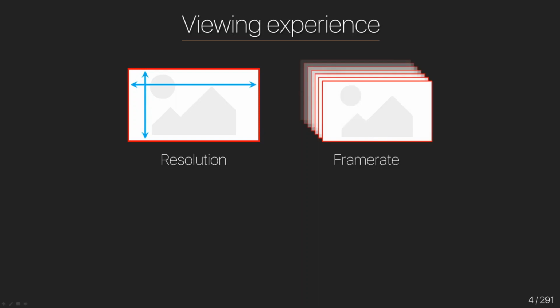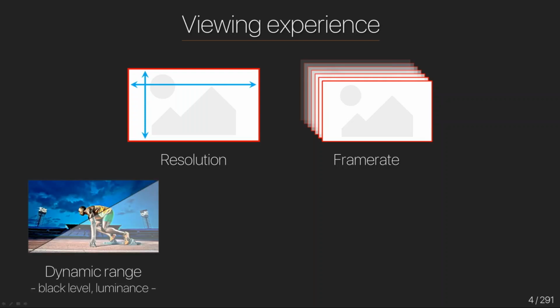The second is the frame rate. This is how many frames we are displaying in a given period, normally per second. And in order to create this illusion of video or moving image, we need to display enough of them quickly, so have a high refresh rate. The third is dynamic range. Dynamic range is the level between the darkest black and the brightest part of the image. So the range between those 2 points, the black level and the luminance.